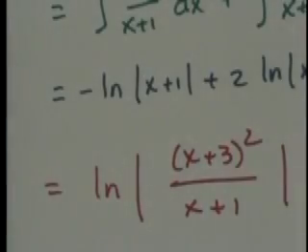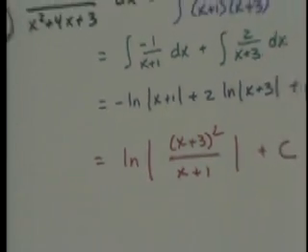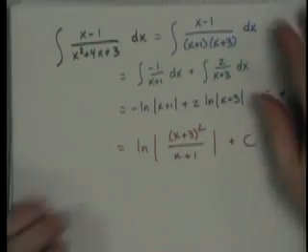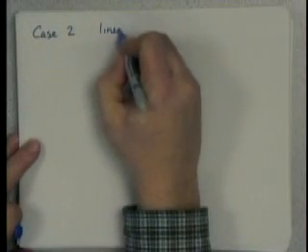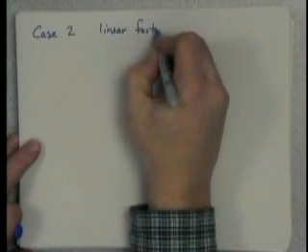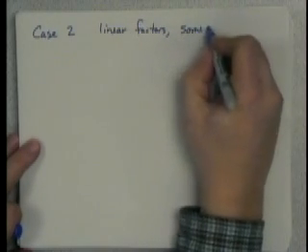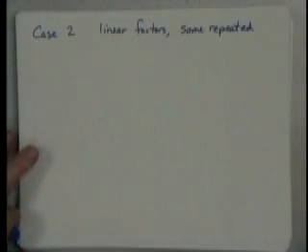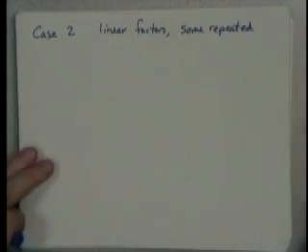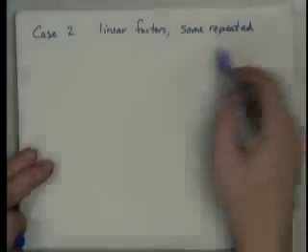All right, that was case 1, linear factors that aren't repeated. Case 2, we're still looking at linear factors, and when I say linear factors, this is for the denominator, and some of them might be repeated.